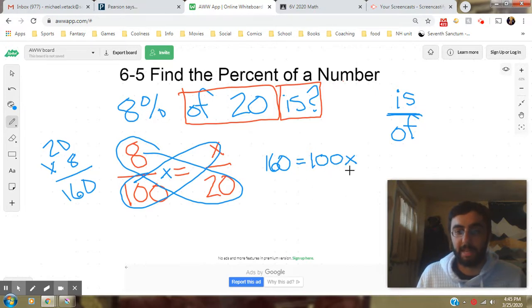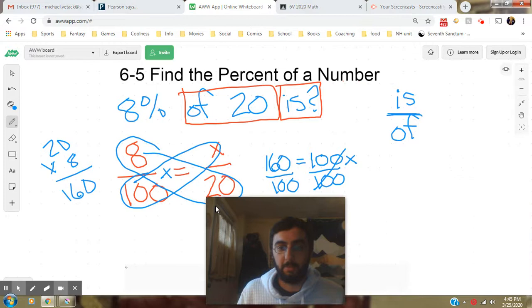So we know we need to get x all by itself. So we're going to do the inverse operation. Right now we're doing 100 times x, so now we're going to divide, to get rid of that, cancel itself out. So 100 divided by 100, and now we need to do the same thing to both sides of the equation. So now 160 divided by 100, and that will get us to x.